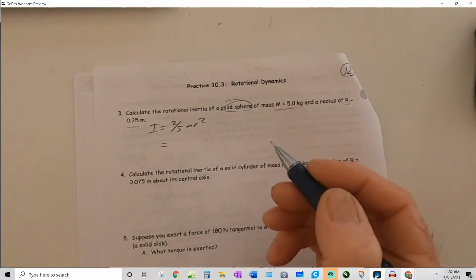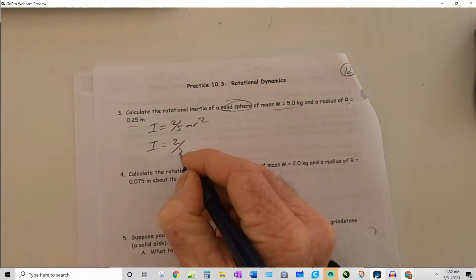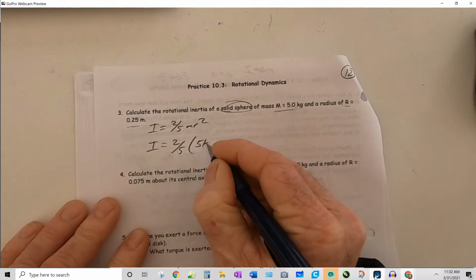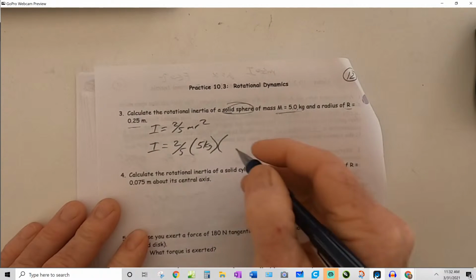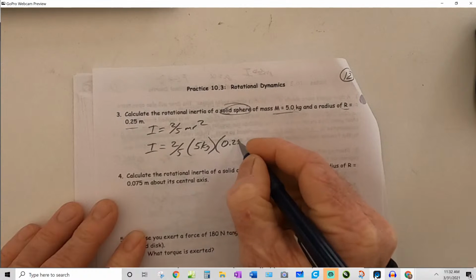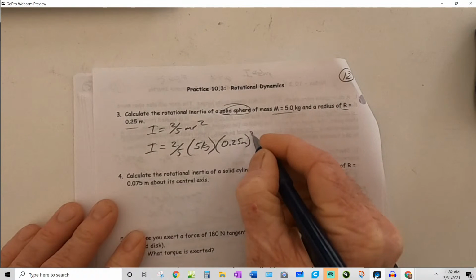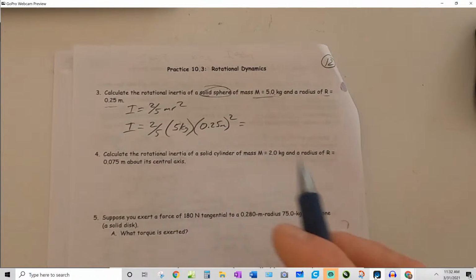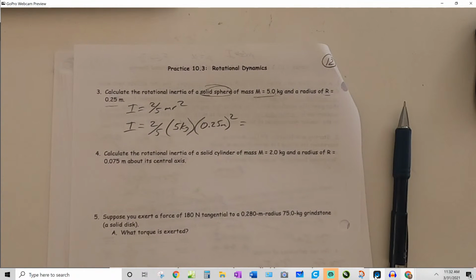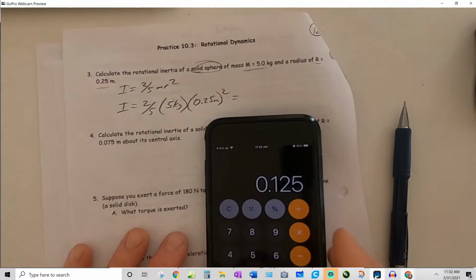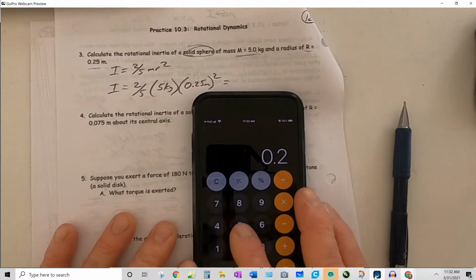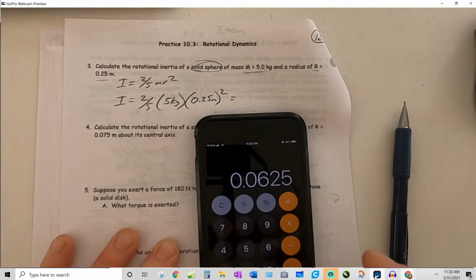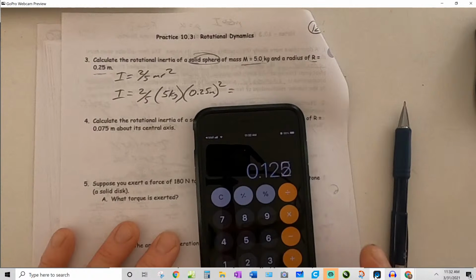And I can just plug in the values. 2/5 times the mass, which is 5 kilograms. That's kind of convenient. Times the radius squared, 0.25 meters squared. So this is going to be 2, and I think that's 0.625 or 0.0625. Do it anyway. 0.25 squared is 0.0625, and then 2/5 times 5 is just 2. So it's 0.125.